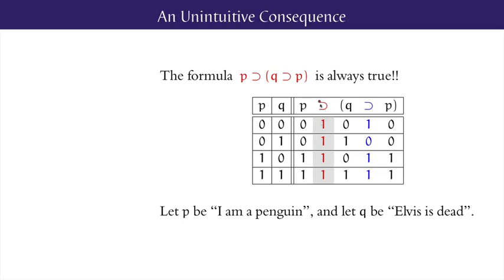And finally, at the second level of evaluation, we complete the column under the main connective where the antecedent is P and the consequent is the blue column for Q horseshoe P. There are no truth values that give a true antecedent and a false consequent, so the outer conditional is always true.